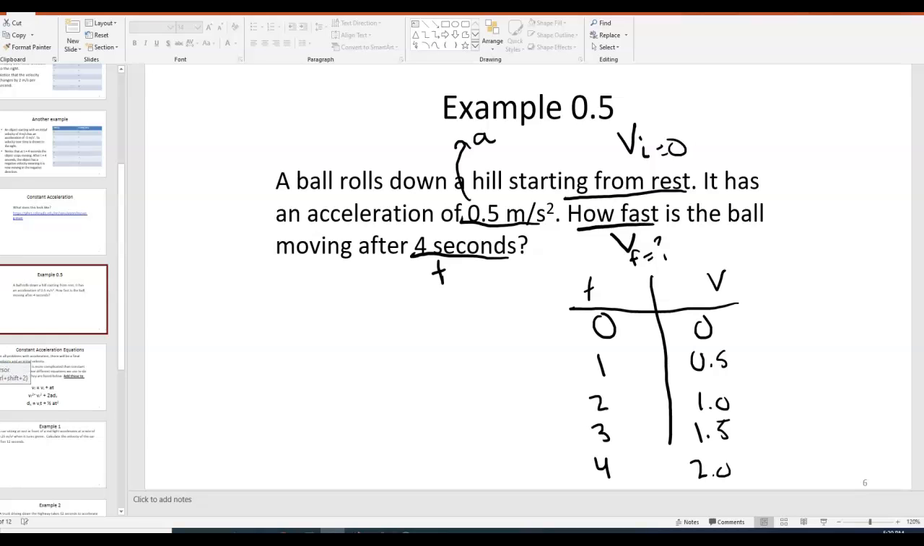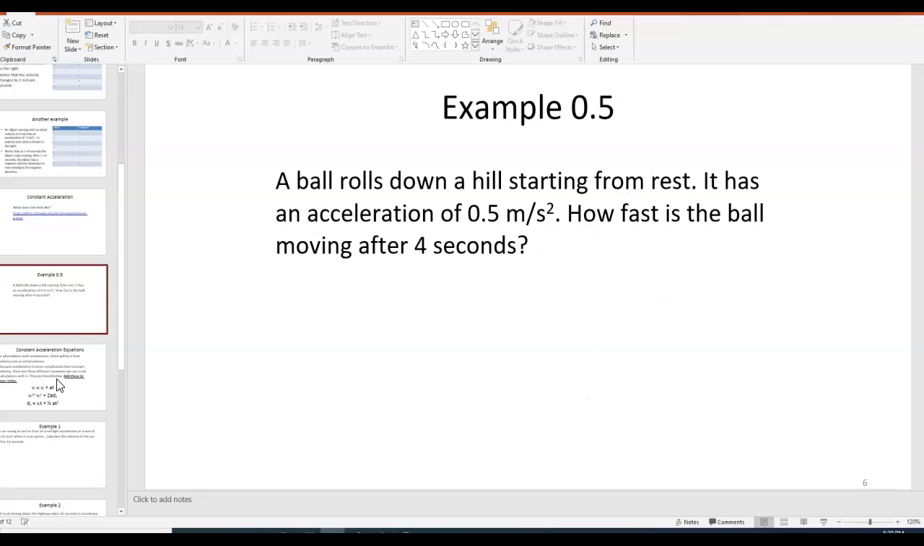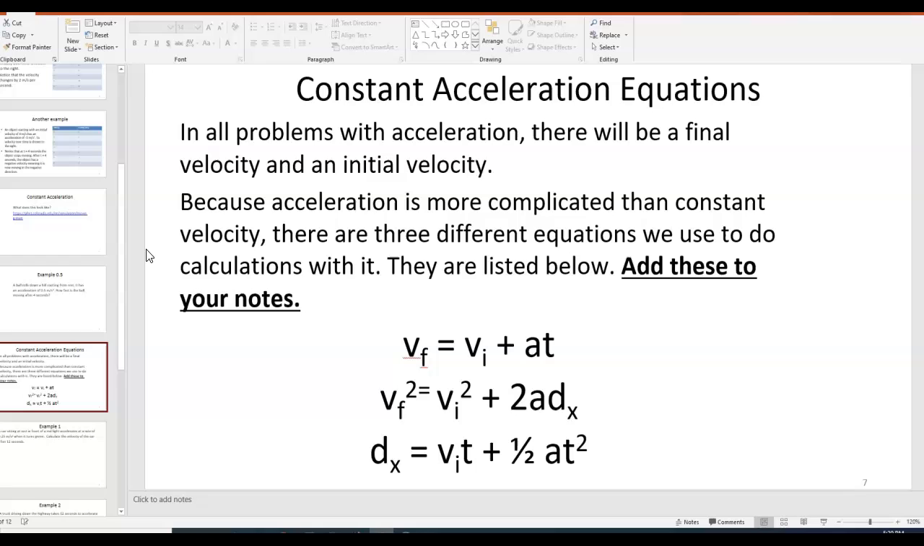Now, let's get to the harder stuff. Okay, solving problems using constant acceleration equations. Now there's one equation for constant velocity, d equals v times t. Because constant acceleration is more complicated, there's actually 3 different equations for constant acceleration. Here are the 3 equations down below. Please add these to your notes because you're going to be using these equations a lot to solve problems.